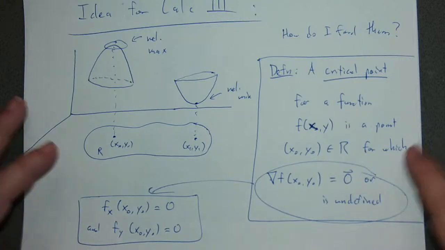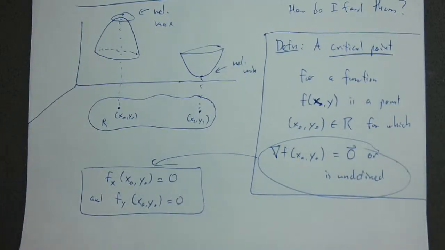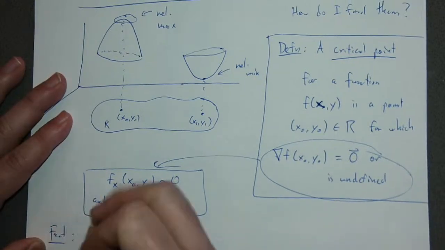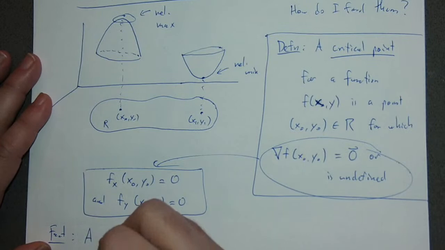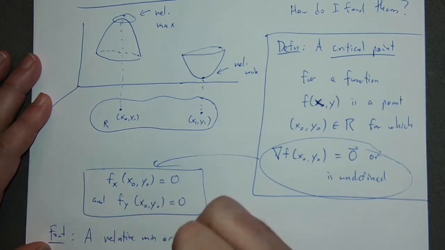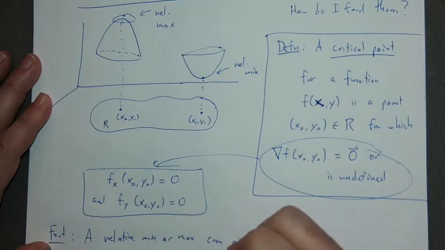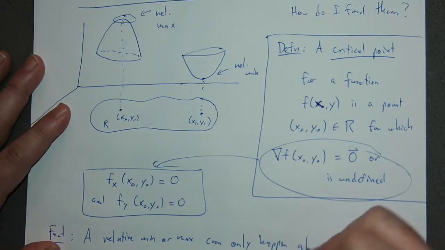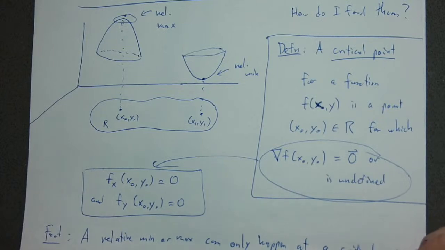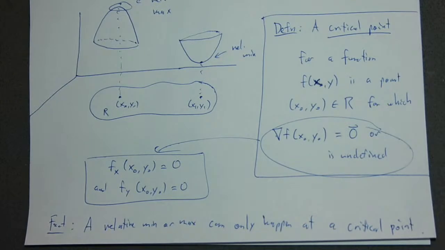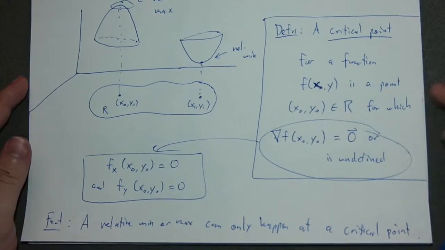Now, why are we finding the critical points? Because we actually have the same fact that we had in Calc 1. So, fact: a relative, and it's important that the word relative is included here, a relative min or max can only happen at a critical point. But as we'll see, the converse need not be true.